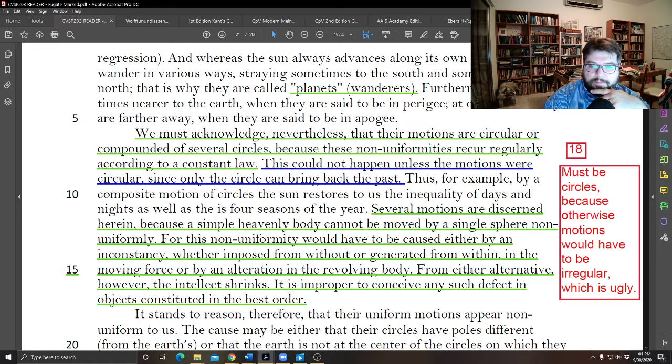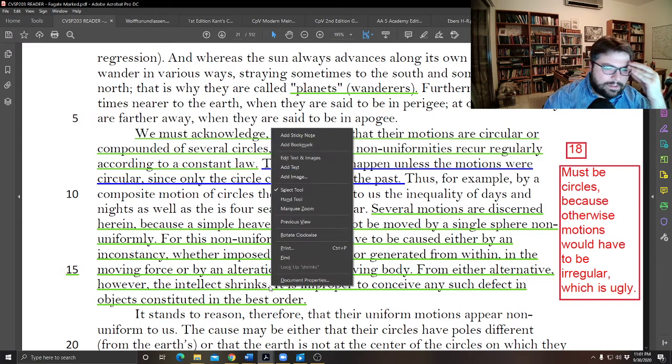And he says, from either alternative, however, the intellect shrinks. So this you and I wouldn't think of as a very scientific reason, but it might be. Still, in modern science, there are things that if you propose them, even without testing, your professors or other people, their intellect will shrink from it. What does that mean, essentially?